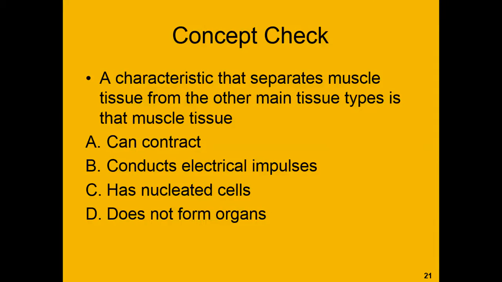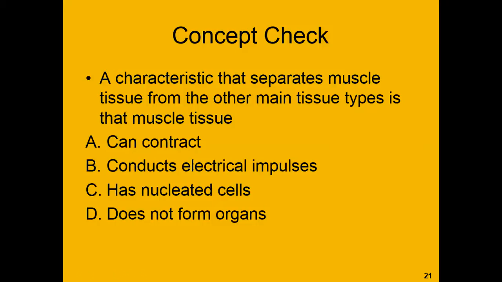So, concept check, class. What characteristic separates muscle tissue from the other main tissue types? Is it that muscle tissue can contract, conduct electrical impulses, has nucleated cells, or does not form organs? You can go ahead and rewind the video, check your notes, or check the PowerPoint slides to get me an answer. 1, 2, 3, 4, 5.